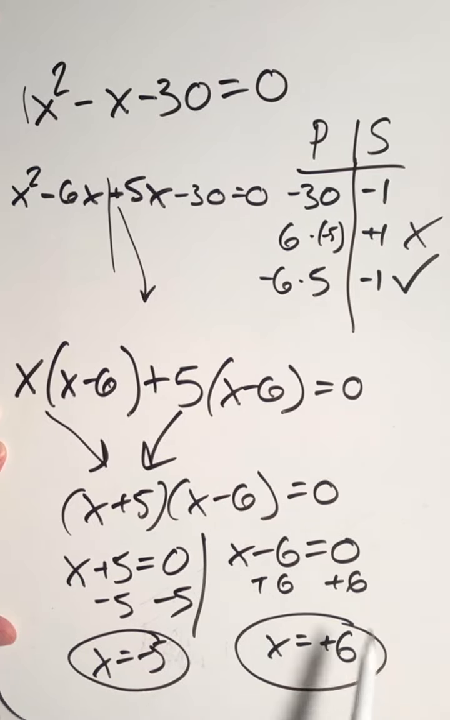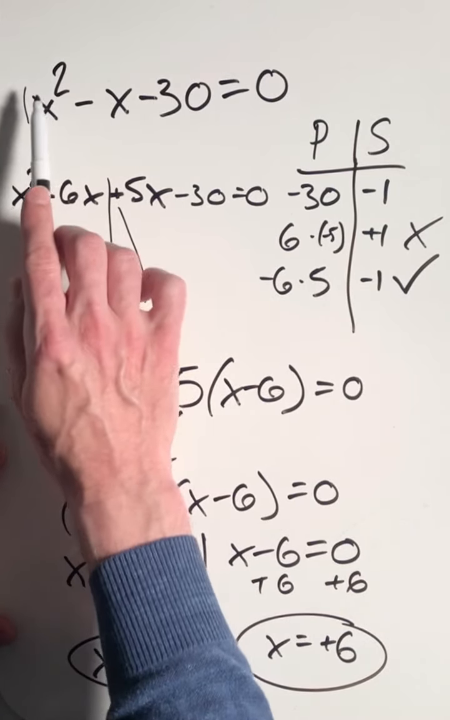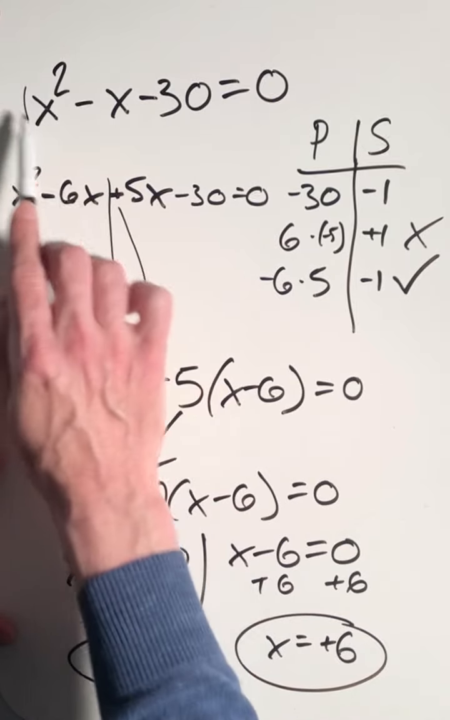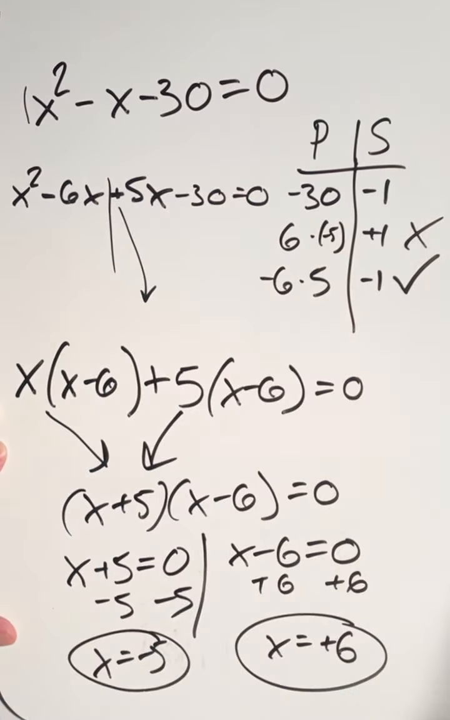And here, positive 6. Well, if we take 6 squared, that's 36. We subtract 6, that's going to be 30. 30 minus 30 equals 0, so I know that this solution is also correct.